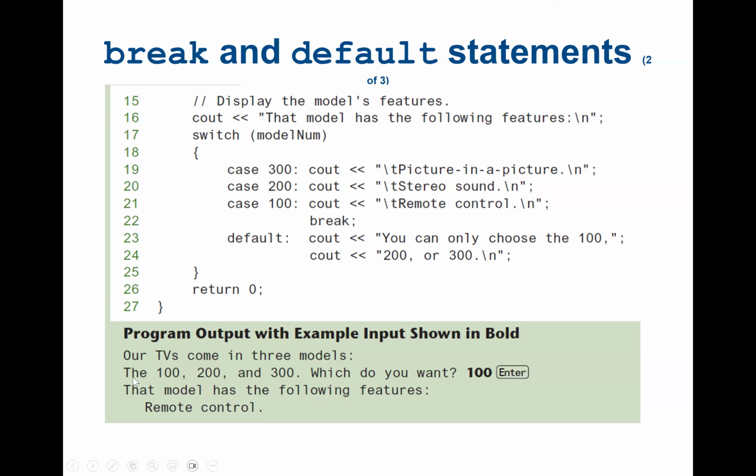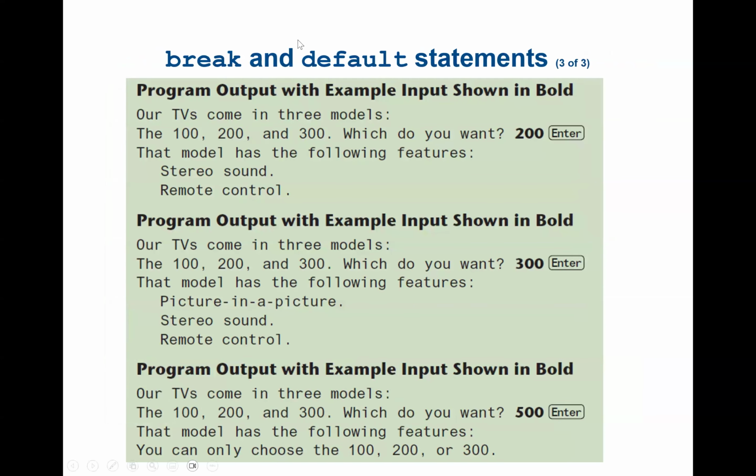So let's assume here the user enters 100. So 100, we are going to have the model has the following features. Again, a remote control, because case 100, remote control. Case 300, picture in a picture. Case 200, stereo sound. So again, the break and the default statements are always used in the switch. The break is to come out of the switch statement, and default is the last option: if all the cases are false, then the default will execute.